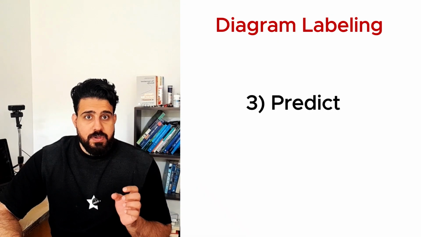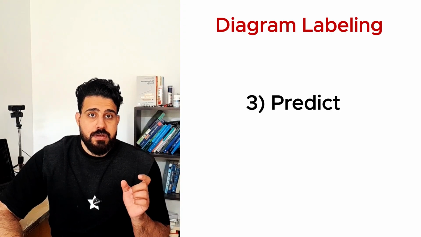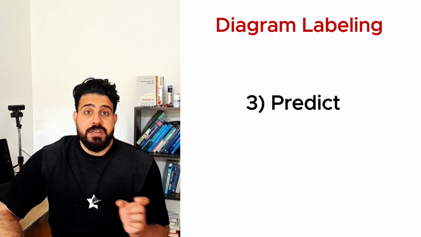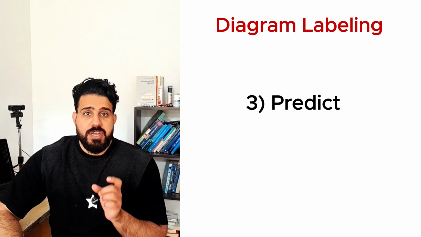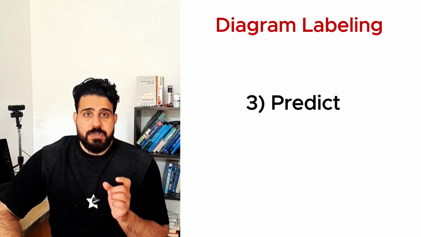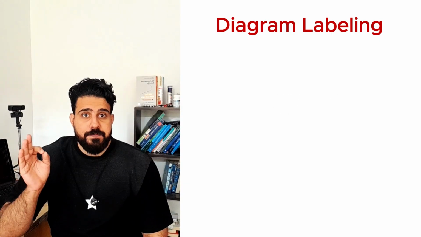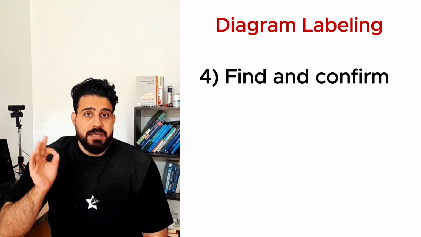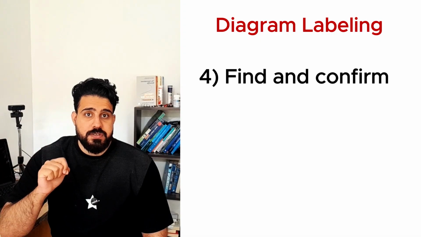For example, if one blank is near the entrance of a dam, then your answer is probably in the part of the passage that talks about the dam's entrance. Do that for all the blanks. Predict before you search. It saves you a ton of time. Step 4, find and confirm. Now go back to the text, scan for those parts and check your predictions.